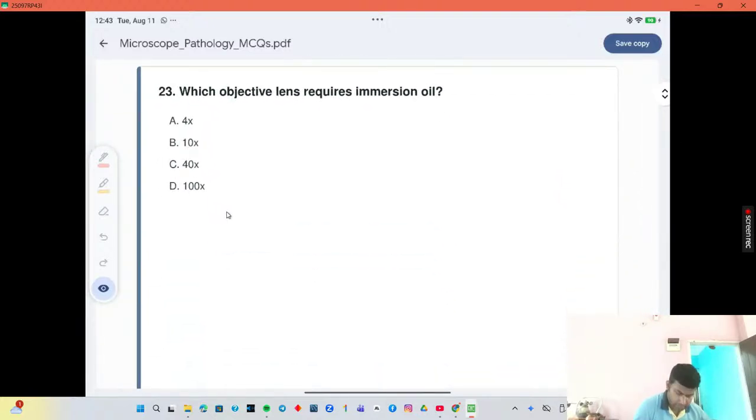Now here the question is given as which objective lens requires oil immersion. The right answer of this question will be 100x. 100x is the objective lens which is used in microscope and it needs oil immersion. Okay, so why do we use oil immersion? We use oil immersion so that the light does not travel in different directions.